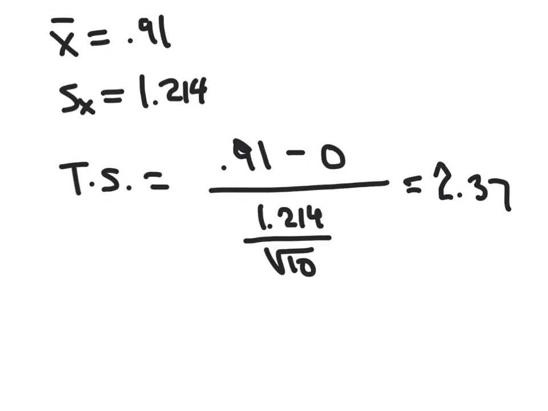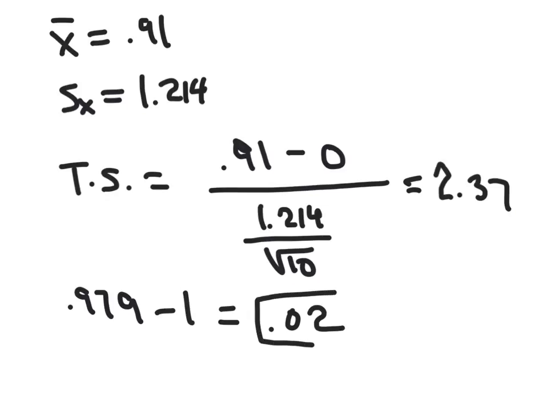Now, we're going to get our p-value. So we got to put this into t-CDF. And don't forget the degrees of freedom is 9, and I get 0.979. But we got to subtract that from 1, don't forget. And we got 0.02.